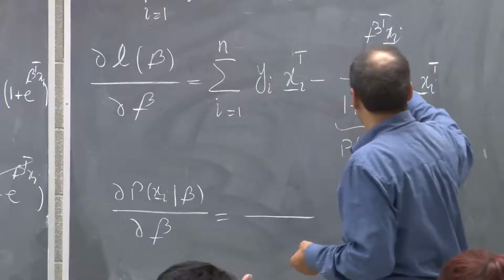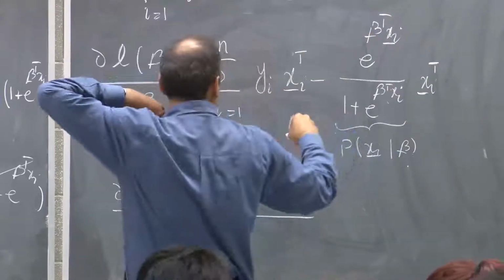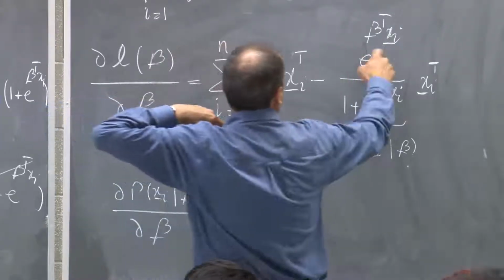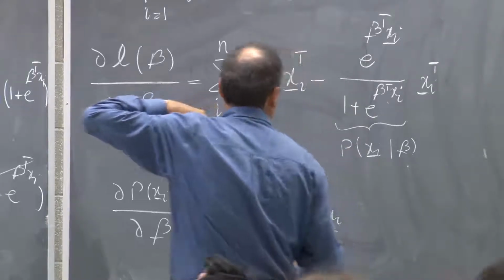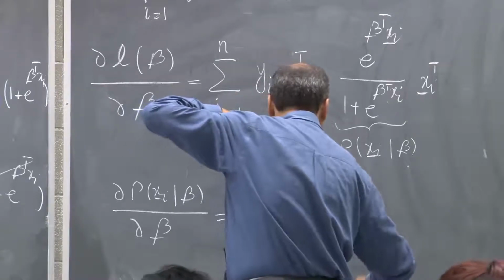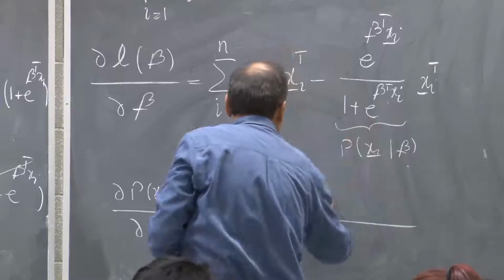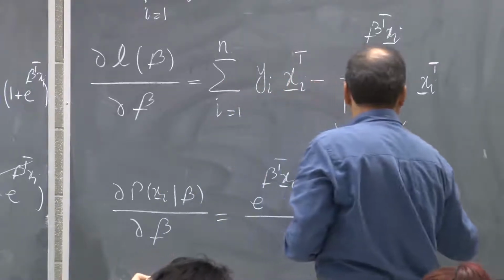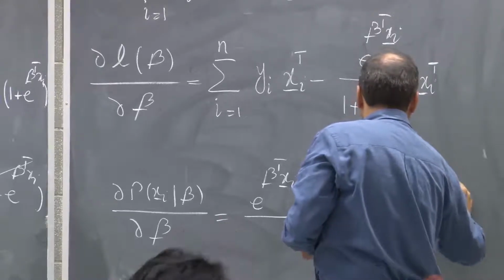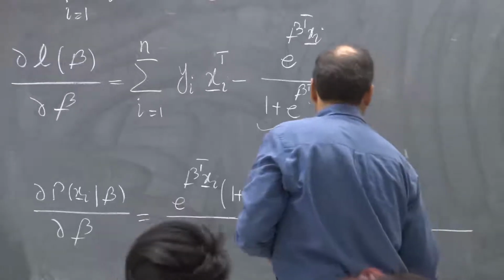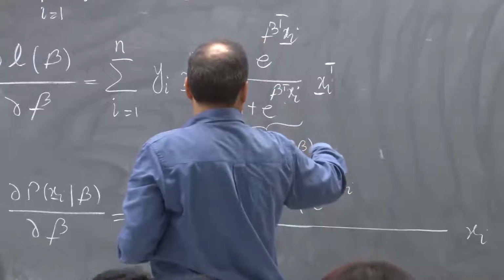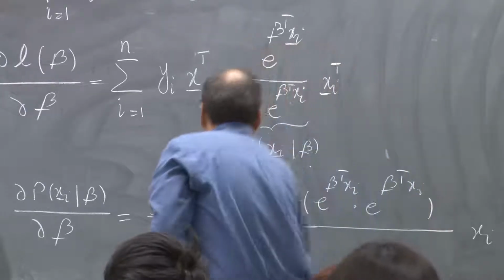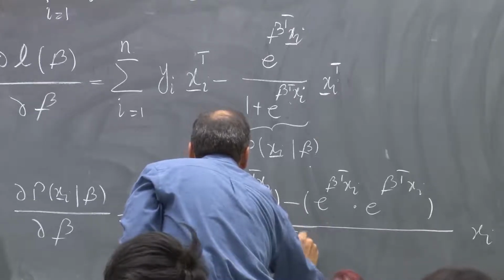So the derivative would be the derivative of e to the power of beta transpose xi, which is e to the power of beta transpose xi, times the derivative of beta transpose xi, times the denominator, minus the derivative of the denominator, which is xi here, times e to the power of beta transpose xi, divided by the denominator squared.